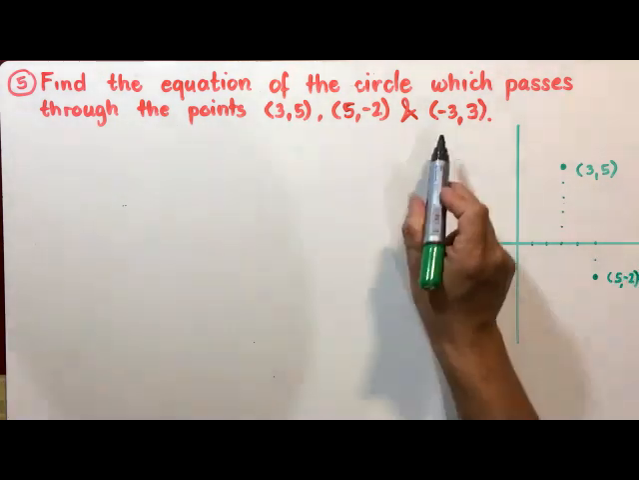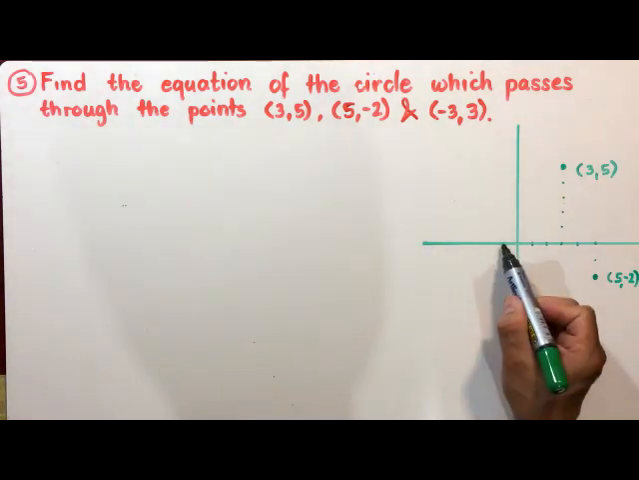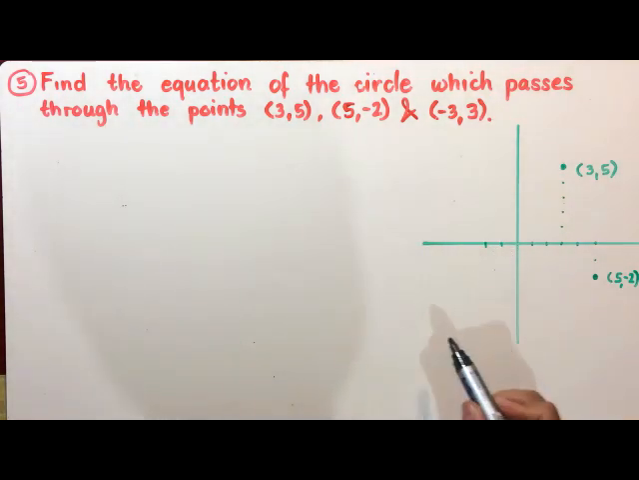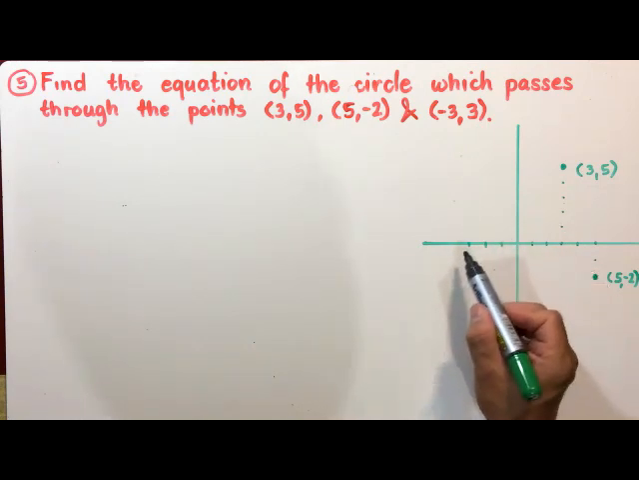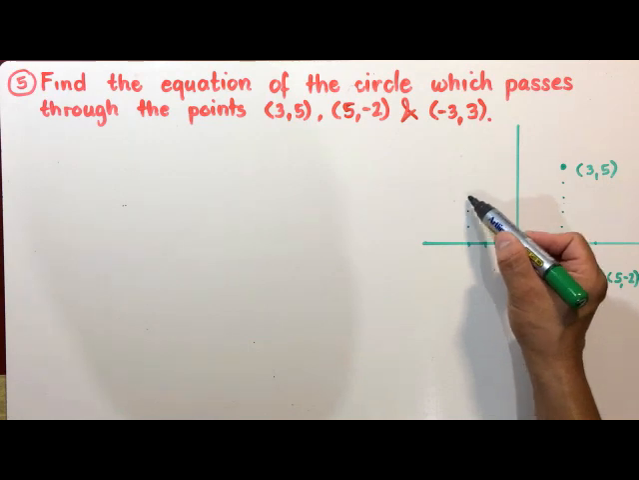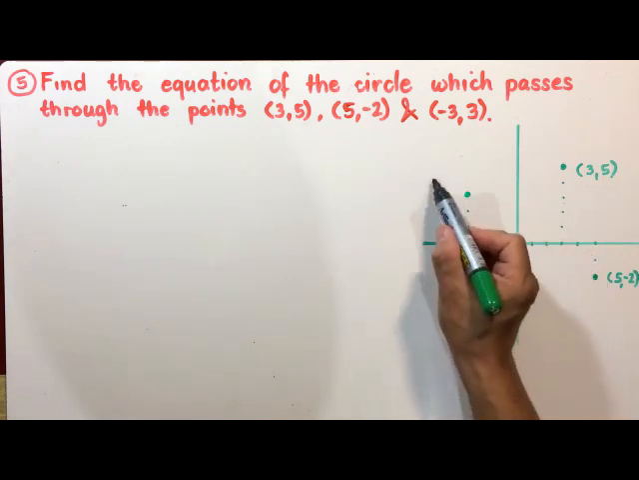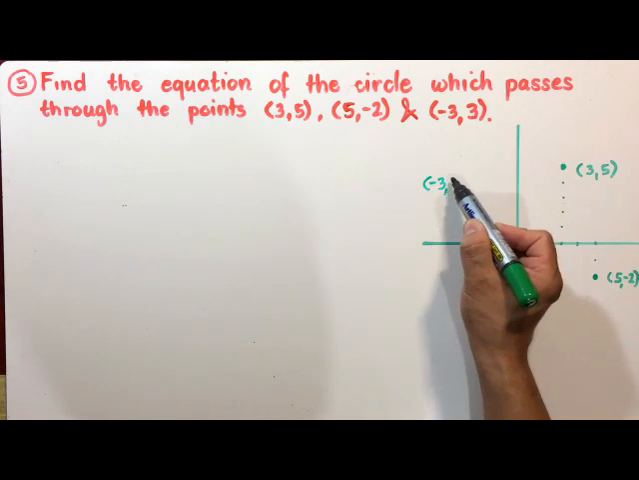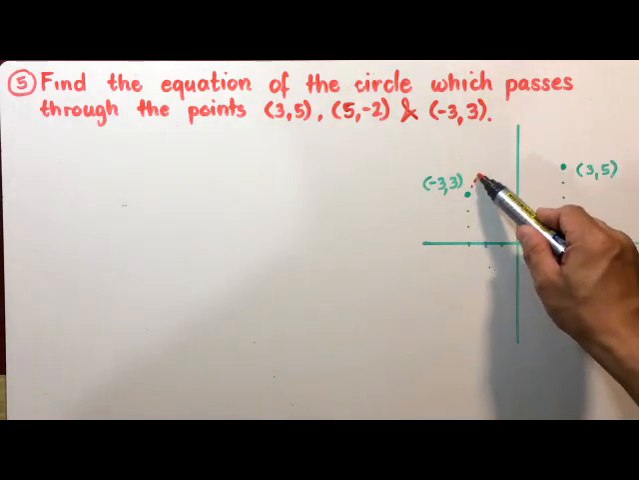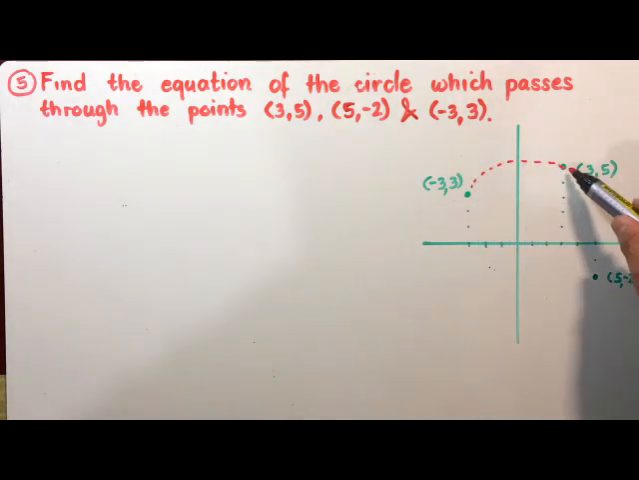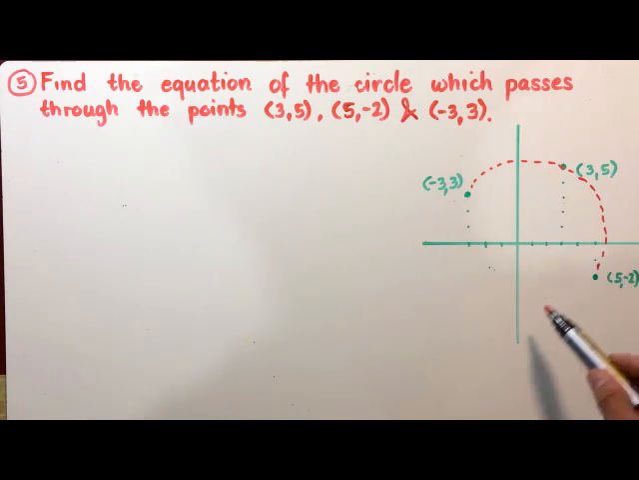And then you locate the last point, (-3, 3). So 3 units to the left, 3 units upward here. So this is the point (-3, 3). So what is the required circle? I can maybe approximate the circle that it's gonna be like this one here.